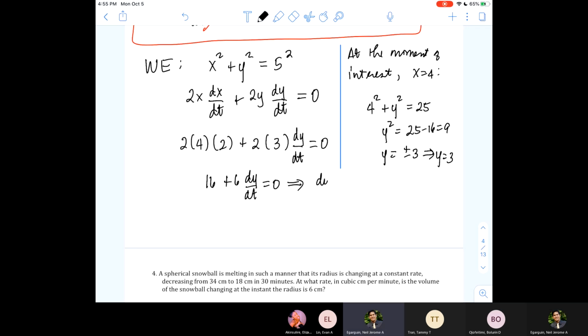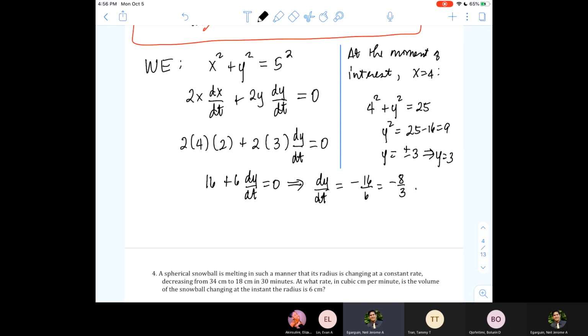And then I'll solve for dy over dt. I'm just short on space here. So essentially what you'll get is negative 16 over 6, which is what? Negative 8/3.